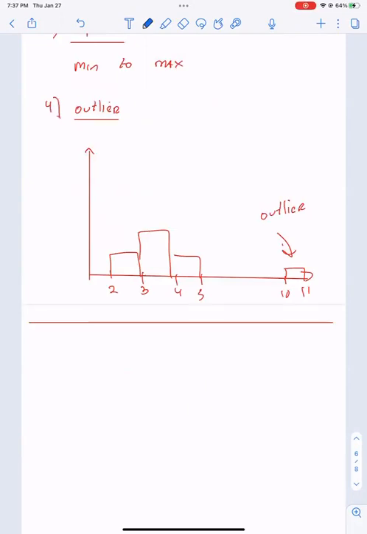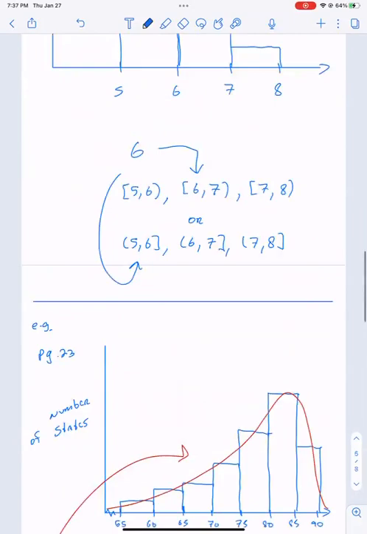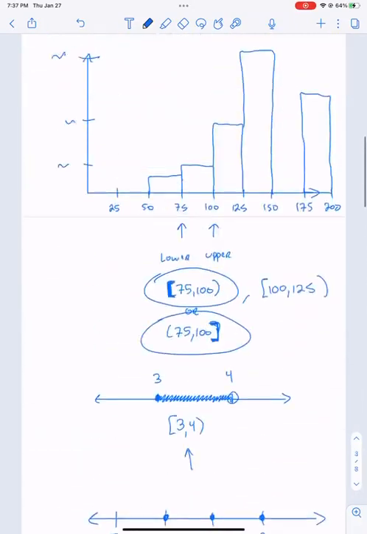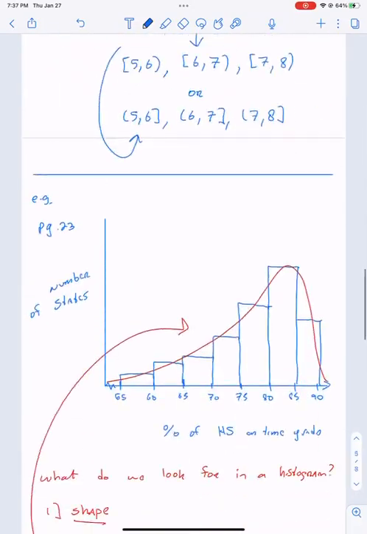I like it. Okay. So that was all about histograms. So let's now go on to the next one, which is a stem plot. A stem plot is our next visual display of quantitative data.